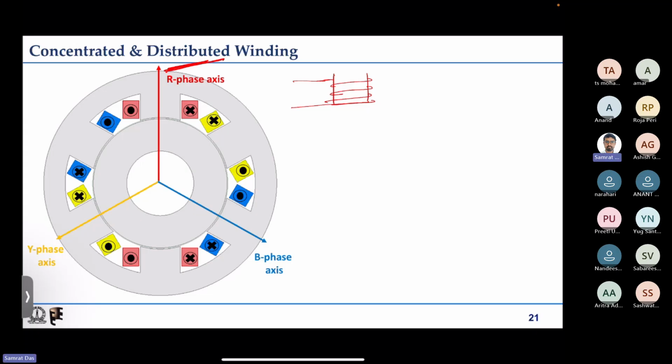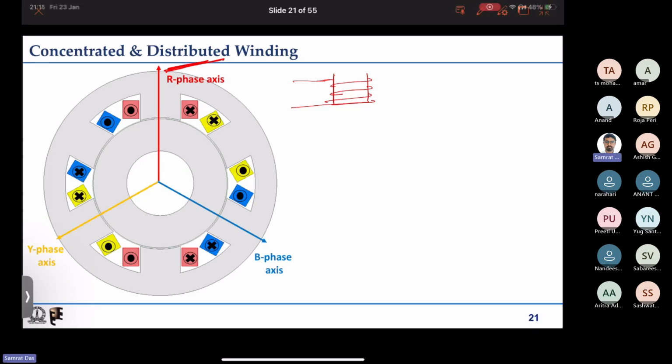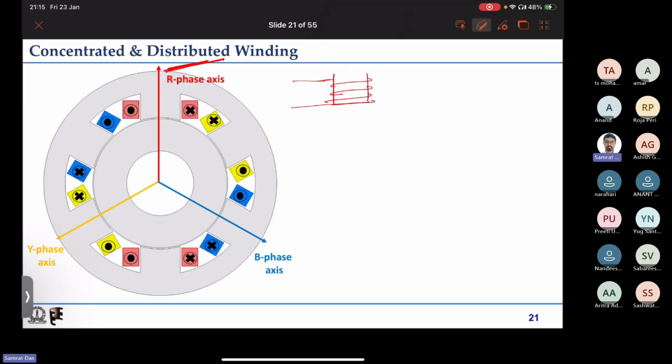First let us try to see, is it possible for us to realize this R phase axis in some other way? We are keeping the geometry the same, the geometry of the stator remains the same. I am just asking, is it possible to realize the R phase axis in some other way? We will put the R phase coils in some other locations, and still realize the same R phase axis. So I'll just tell you that yes, it is possible.